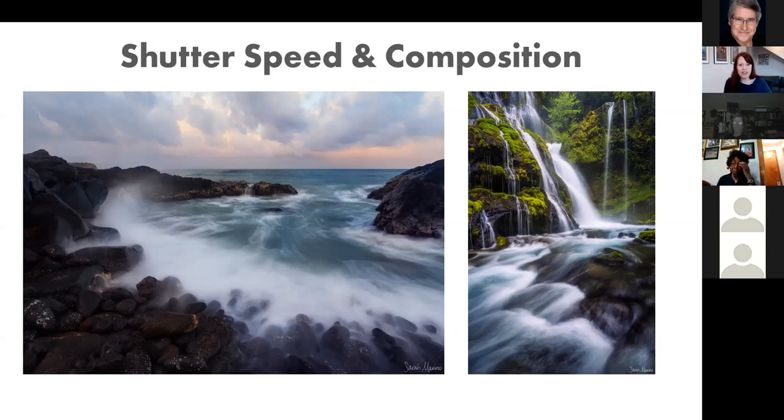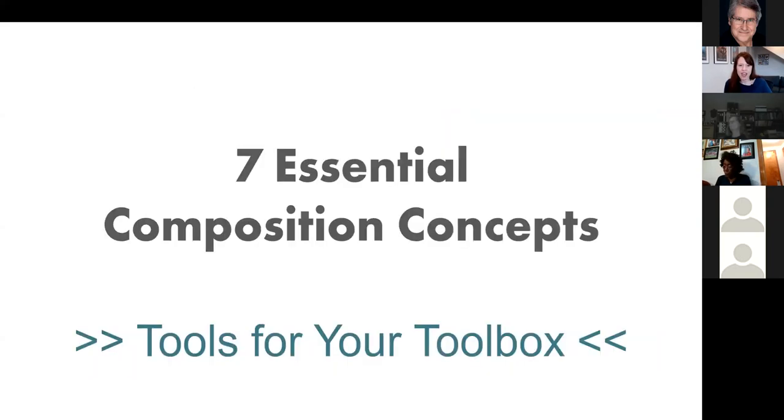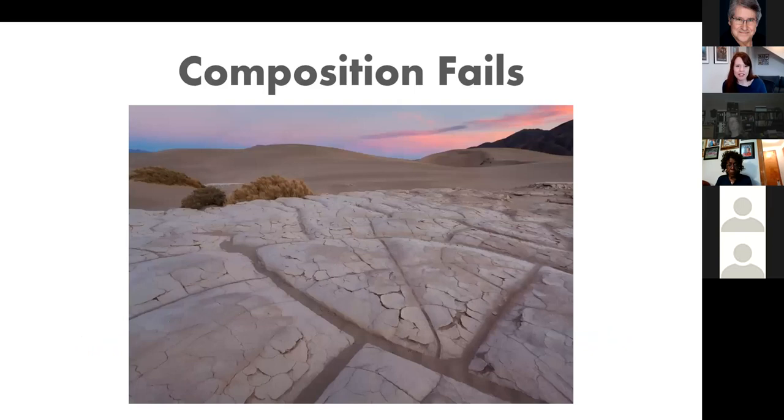So with that, we can now move on to the actual seven things that I think are essential composition concepts, so tools for your toolbox. But before we go into the examples, I will talk about two of my photos that I think did not work at all. In my new ebook on composition, one of the pieces of feedback that I've received is that people found these fails to be one of the most helpful things. So seeing what doesn't work so that you can then apply those ideas to what might work. So I'm going to show you two photos that I don't think worked particularly well.